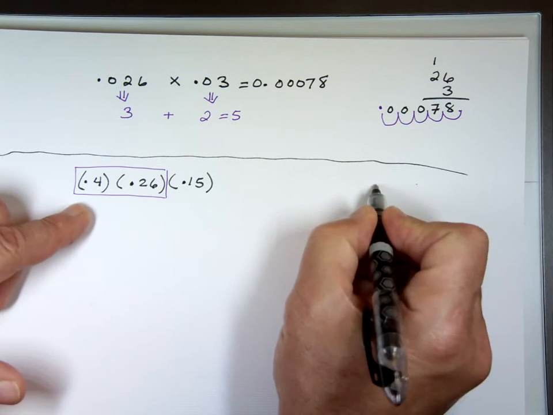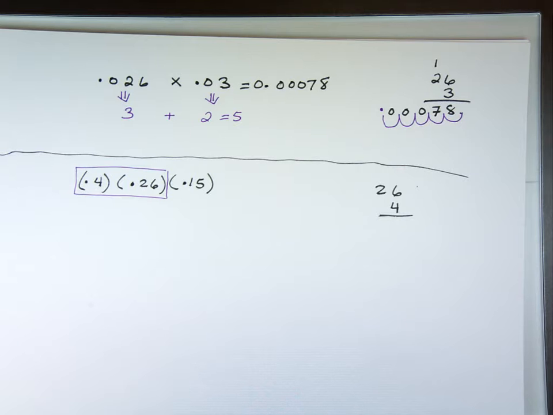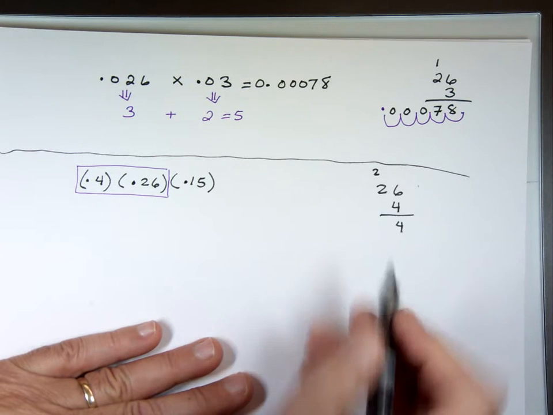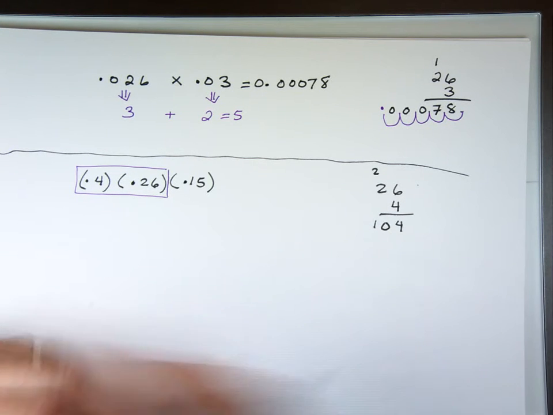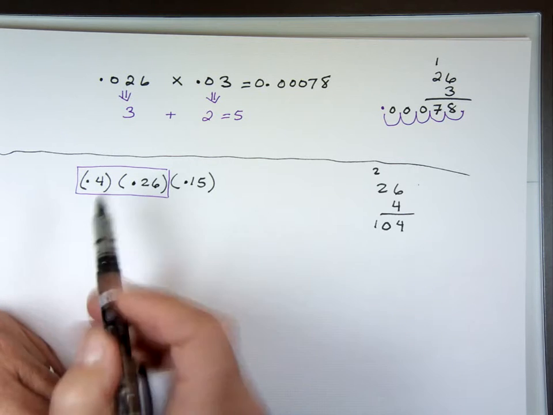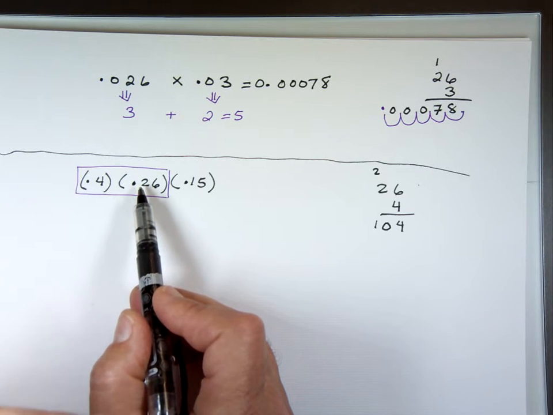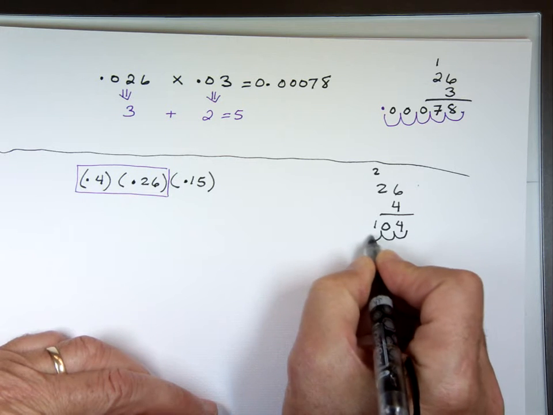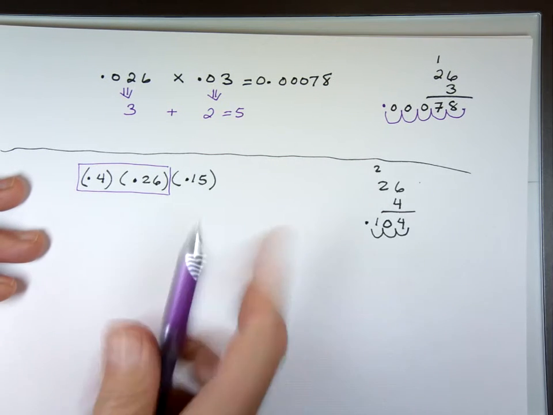So here we go. 26 times 4. I like to write the bigger number on the top, the smaller number on the bottom. It doesn't really matter, but that's the way I like them. 4 times 6, which is what? 24. 4, carry 2. 4 times 2, 8. And 2, 10. How many digits to the right of the decimal point here? 1. How about this one? 2. What's 1 and 2? 3. Let's move this 3 places. Start from here. 1, 2, 3. So the answer to this purple box is what? 0.104.